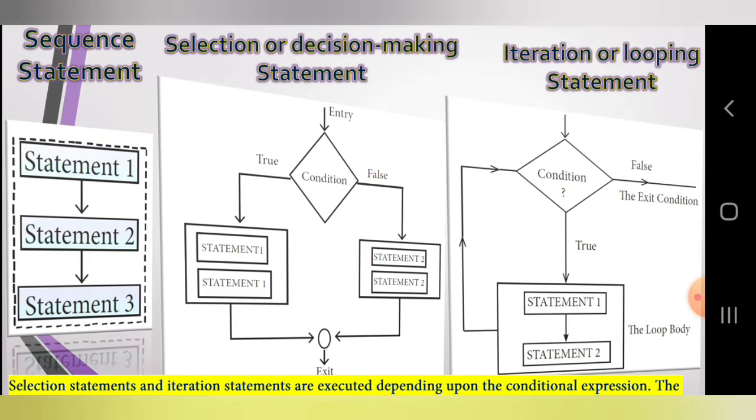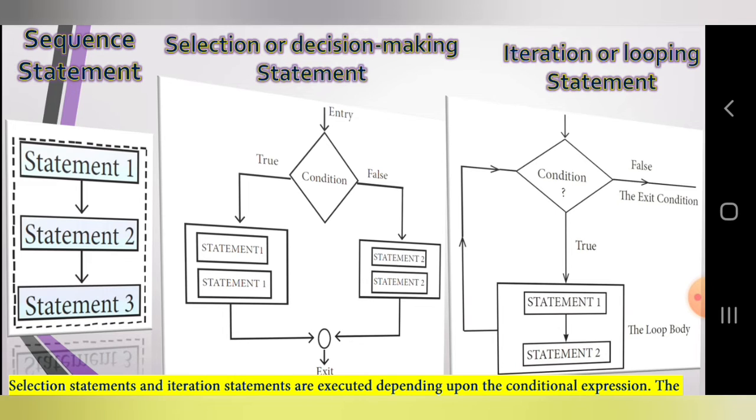And then the selection statement. In the selection statement, we first check the condition. When the condition is true, then the true block is executed. When the condition is false, then the false block is executed. So when the condition is true, the false block is skipped. When the condition is false, the true block is skipped. So we are skipping some set of statements and executing the remaining statements. This is known as a selection or decision making statement. Then it executes the remaining statements.